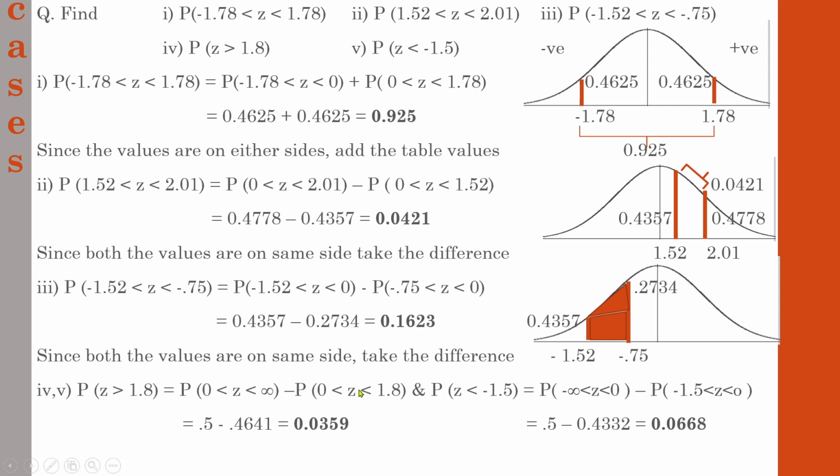Just like that, another case here is the probability with regard to z less than minus 1.5. Since there are no other values to check the measurement, we can compare it with the measurement of the entire side. So the entire side will be 0.5 minus 0.4332. So you will get the area between 2 points, 0.0668. So this is how you have to deal with the normal distribution case. I hope you understand the concept. With the graphic animation, I will explain the same cases right now.